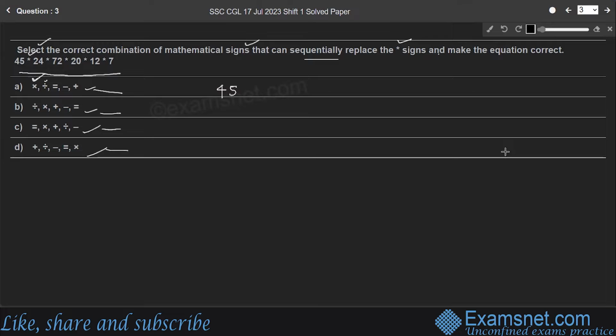In place of the first asterisk we write multiplication, 45 into 24, then divided by 72, then plus 20 is equal to 20 asterisk 12. In place of the next asterisk, a subtraction sign, minus 12, then plus 7. So here we need to decide whether LHS is equal to RHS. The LHS part is 45 into 24 by 72.